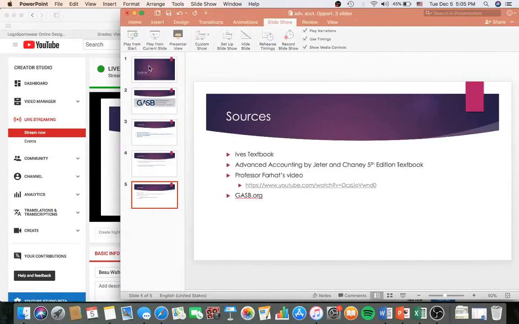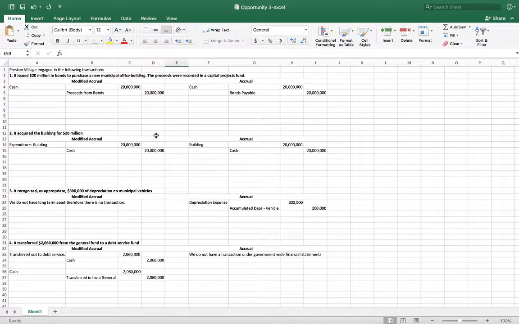Switch over real quick. Okay, so this is the example I found from Professor Farhart, and the Preston Village engaged in the following transactions, and I'm going to go through and fill out the transactions from the modified accrual method and also for the accrual method.